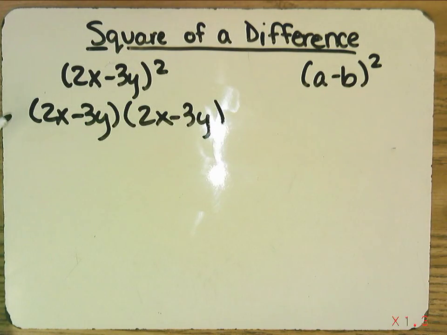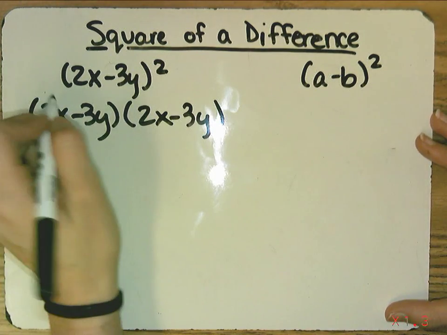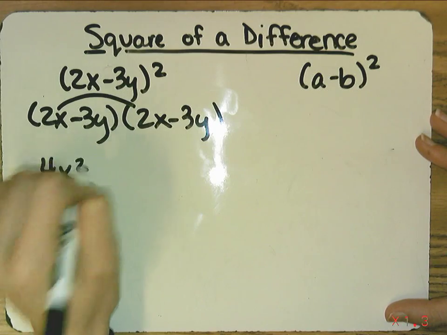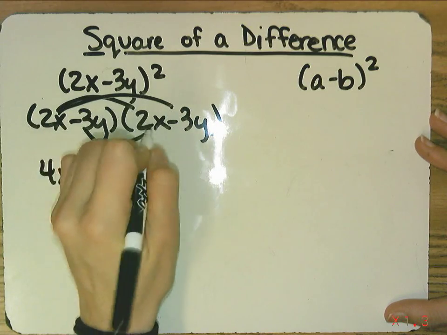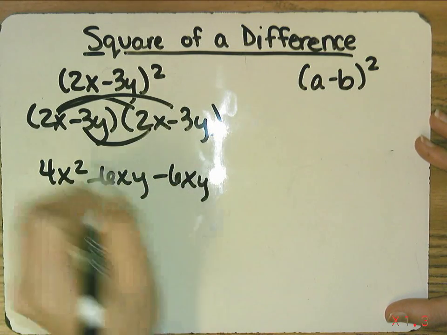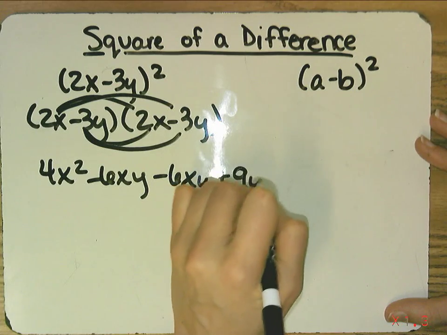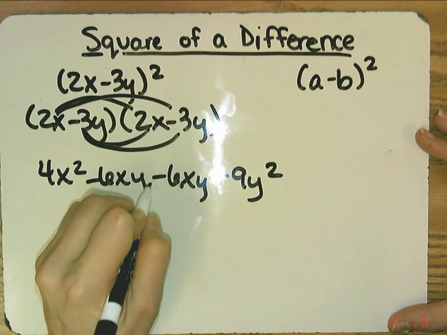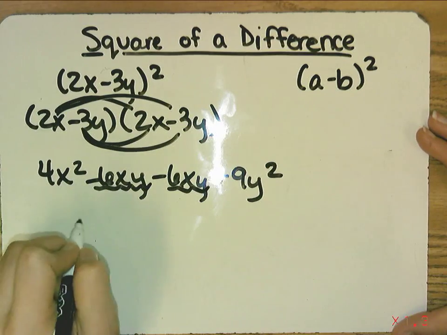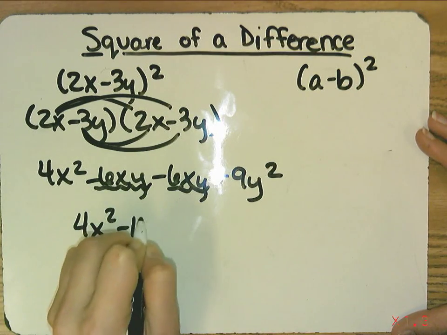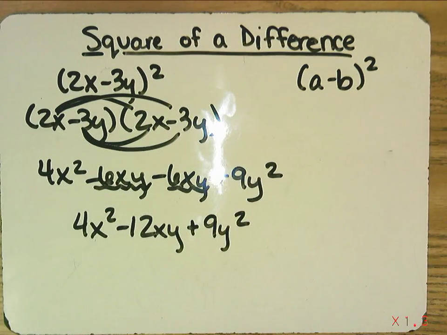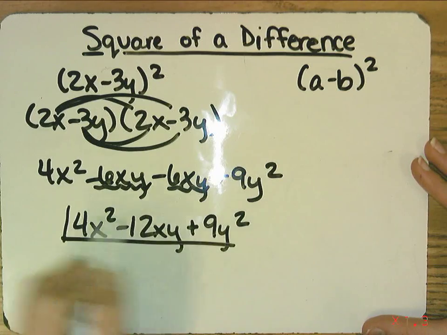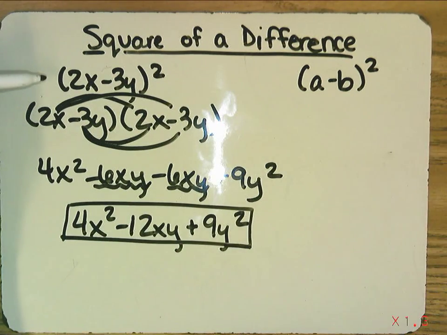Now I know how to find the product of this. I could either FOIL it or use the box method. I'm going to FOIL it. So when I do, I'll have 4x squared minus 6xy minus another 6xy plus 9y squared. Now I'm going to see that I have like terms, and I'm going to combine them. So this is my final product when I square this difference.